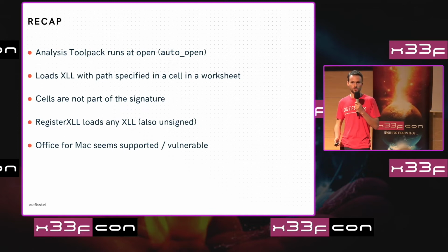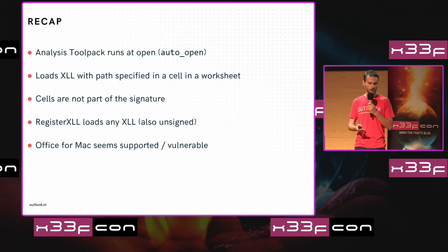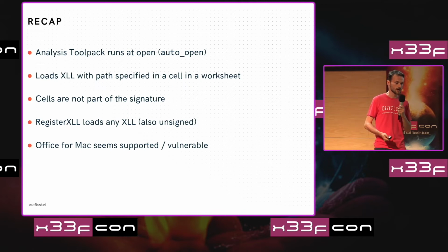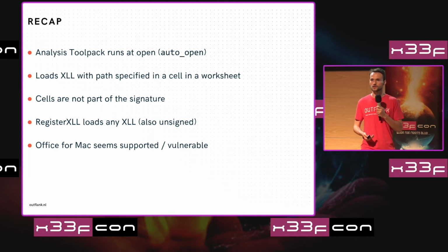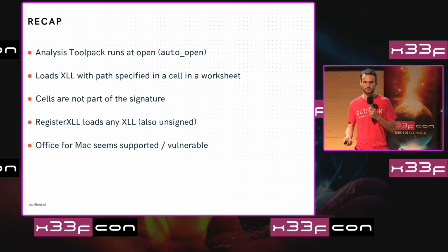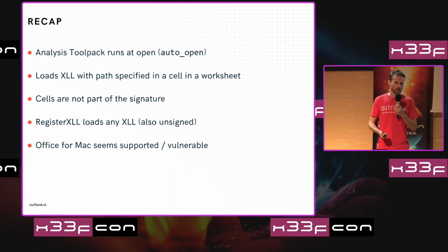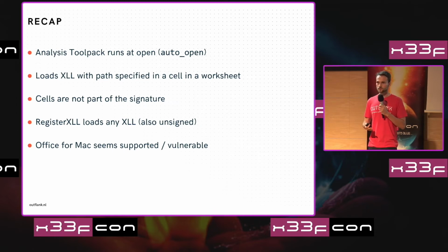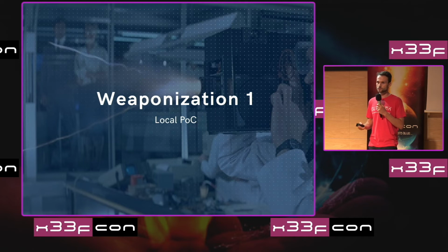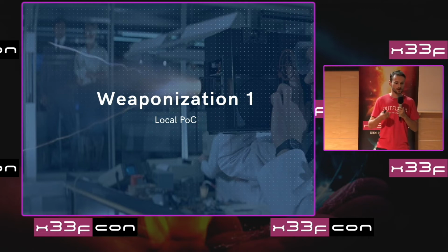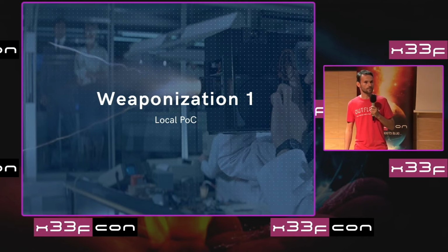Register XLL loads on XLL, also unsigned ones. And Office for Mac also seems to be supported, hinting that it is also vulnerable. We're going to focus on Windows for now. Let's try to make a very first proof of concept. So how would that look?